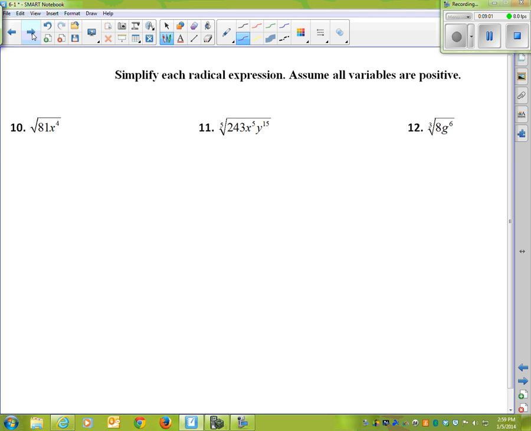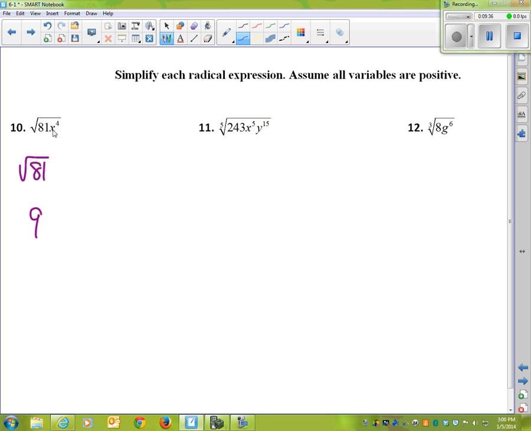All right, we want to simplify each radical expression, and we'll assume all variables are positive. So you don't have to worry about it being an even root, whether the x was a positive number or negative, making it real or not real. We'll assume everything's positive. Okay, we're going to look at the numbers and the variable. Square root of 81, if it's something you know right away, square root of 81 is 9. You can simplify without doing a factor tree.